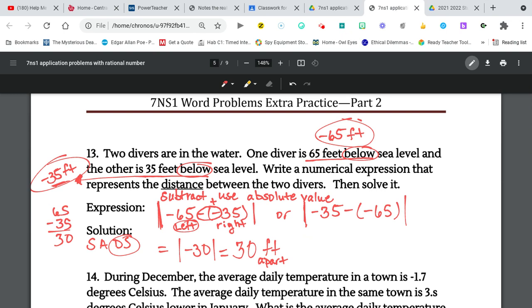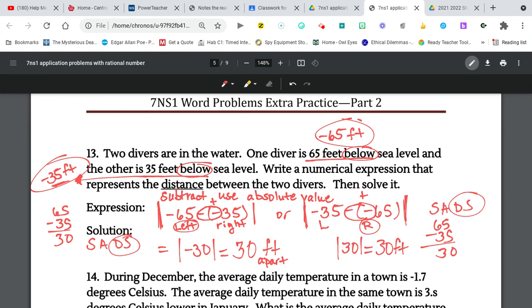Now, if you set up the second expression as I did over here, if that's what you would like to use, you still follow SADS, same direction, add, different direction, subtract. This goes to the left. Minus a negative goes to the right. They go in different directions, so it's still 65 minus 35, which is still 30, but now it's more to the right. So it's the absolute value of positive 30, which is still 30. They're 30 feet apart. So regardless of what expression you write, what order you put the numbers in, it's fine as long as you subtract and put them in absolute value if you're talking about distance, okay?